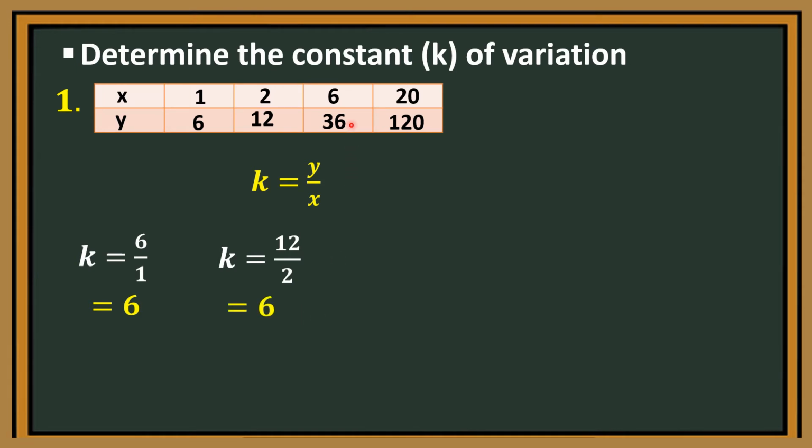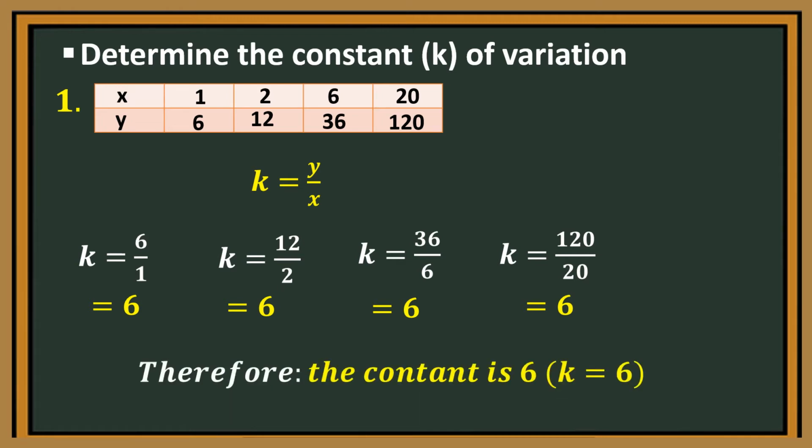Let's go to the third column. Value of y is 36 and x is 6. So k is equal to 36 divided by 6. Therefore, k is equal to 6. Last column, y is 120 and x is 20. So we will have k is equal to 120 divided by 20. So the answer is 6. You have noticed here that they have the same constant. Therefore, the constant is 6, or k is equal to 6.